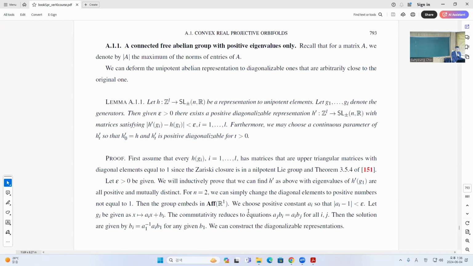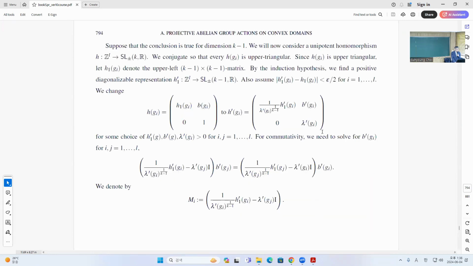Okay. So when you perturb it to the 2 by 2 matrix with diagonal AI, which is very close, AI and 1 over AI. Okay. So suppose you can do it for k minus 1 dimension, then you can do it for k. So you have some unipotent homomorphism like this. Okay.